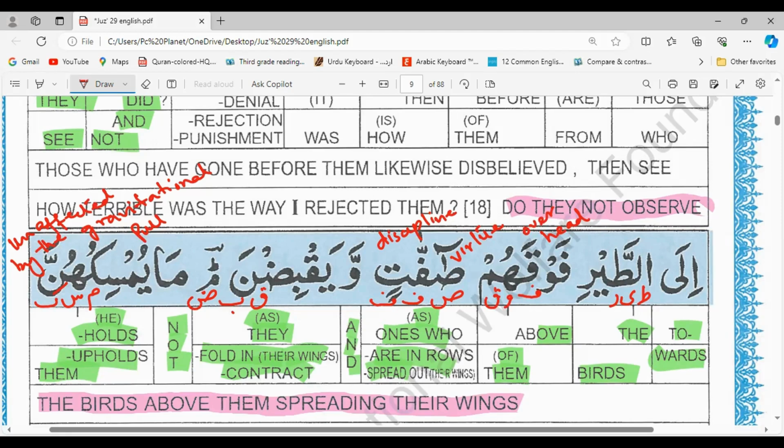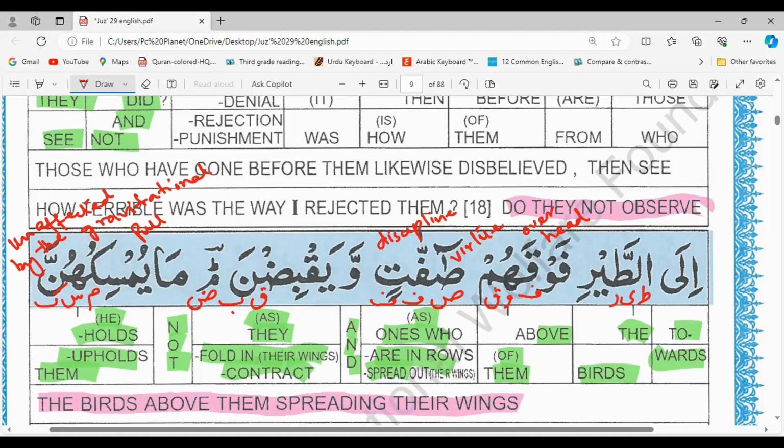Yaqbiz is from the root letters Qaf, Ba and Dad. So saffat is the plural of saffa, which is the singular feminine form of the noun, and saffat is the plural: ones who are in rows. Wa yaqbiznna, and they, as females, fold in their wings, they contract. Yaqbiznna means to fasten something, to close it, and the closing, the folding of the wings is mentioned here, but the root Qaf Ba Dad has many different connotations and meanings as well.